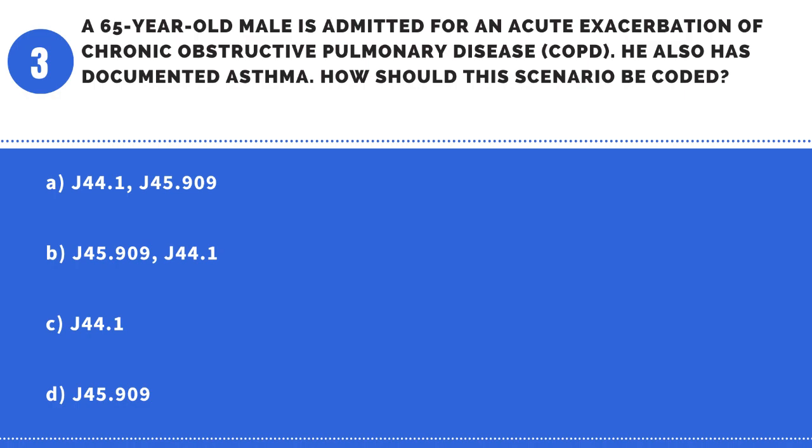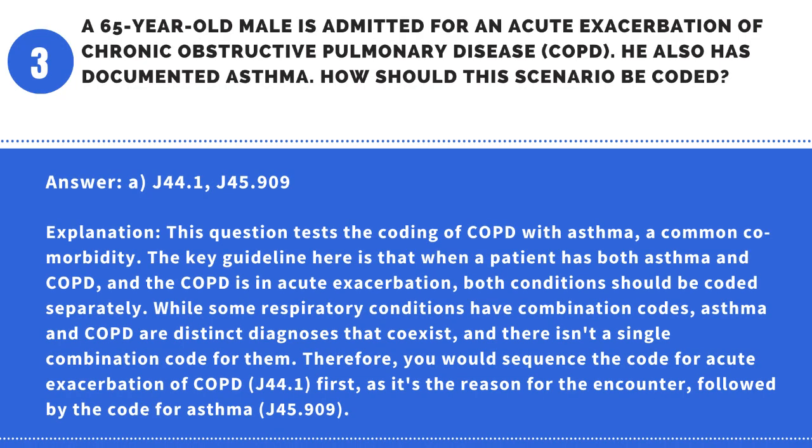A, J44.1, J45.909. B, J45.909, J44.1. C, J44.1. D, J45.909. Answer, A, J44.1, J45.909. This question tests the coding of COPD with asthma, a common comorbidity.